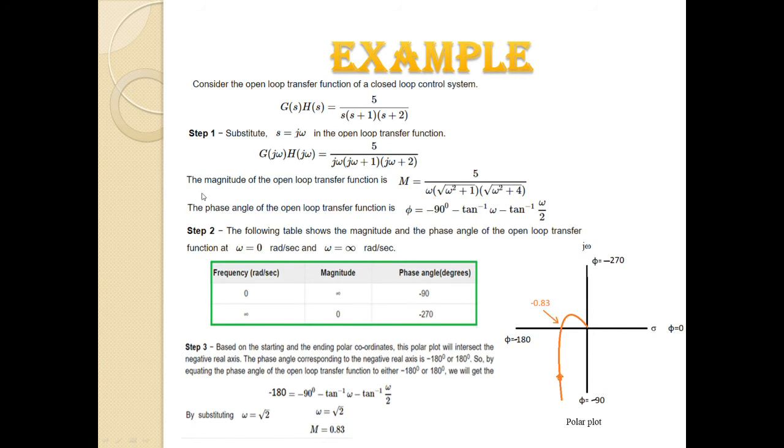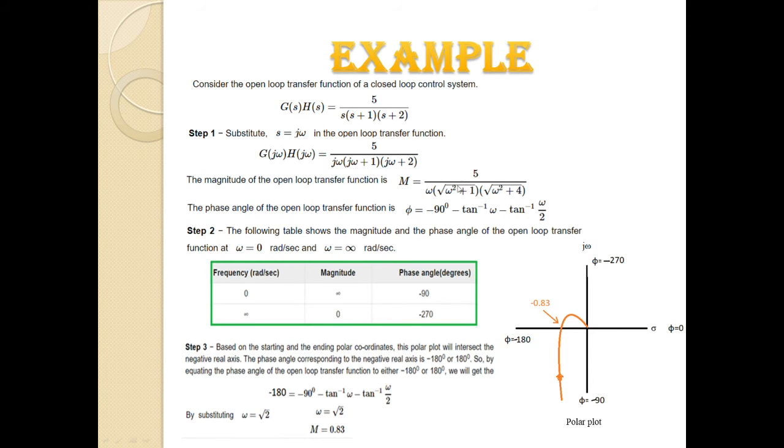Next, we need to find the magnitude, which can be calculated as 5 divided by the magnitude of each term. Each term is a complex term, so we compare each term with x plus iy. The real part of j omega is equal to 0, so it becomes root of 0 square plus omega square, which gives omega. So for j omega, the magnitude is omega. For the next term, it will be root of the real part square, that is 1 square, which is 1, plus omega square.